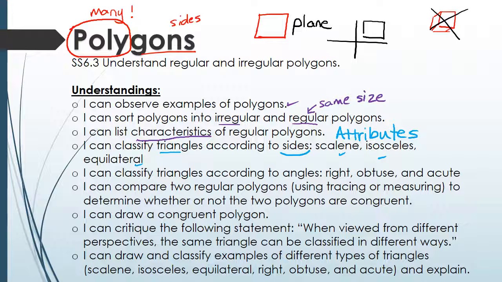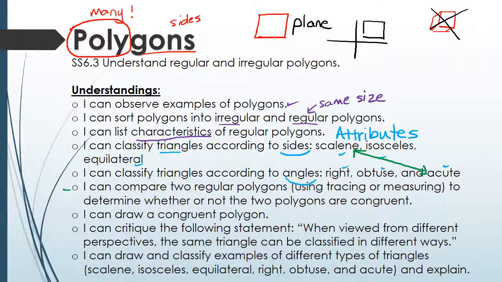And then you can also classify triangles another way. You can classify them according to what kind of angles they have. Some have right angles, obtuse, and acute. And the cool thing about triangles is that you can have two things happening at the same time, two different kinds of classifications. Gets a little complicated. This next one, I can compare two regular polygons using tracing or measuring to determine whether or not they are congruent.